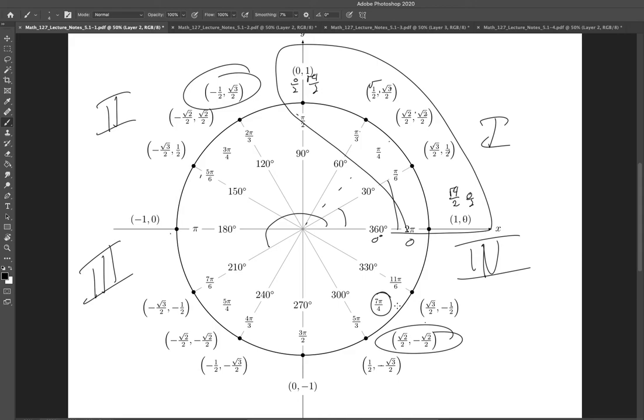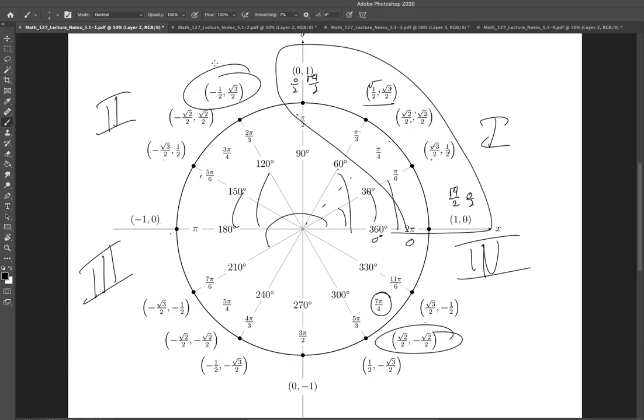Because what we have here, this is (0, 1), but if we know we're in quadrant 2, this would be (-1, 0). Here, this is 3 over 2, this is negative 3 over 2. And so this angle and this angle are the same angle, right? They produce the same values.